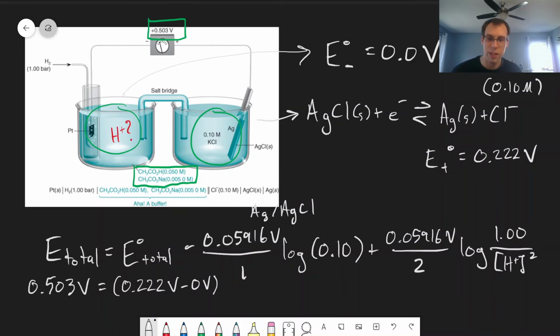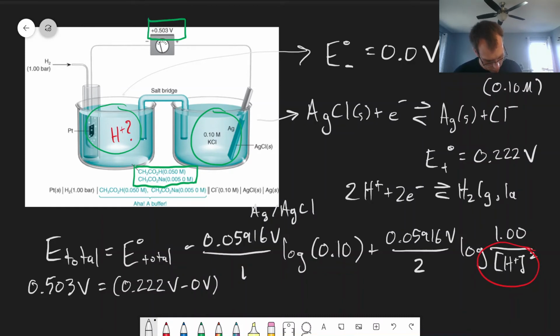That leaves just one thing we don't know. The only thing we don't know in this equation is the concentration of H plus. Now you may be wondering why I have 2's here. I'm writing this equation on the left-hand side as 2H plus plus 2 electrons going to H2 gas. Just a reminder that this is at 1 bar. We could write this with only a single electron. Then we would need to remember the 1/2 that would go on the H2. So one way or the other, it works either way.